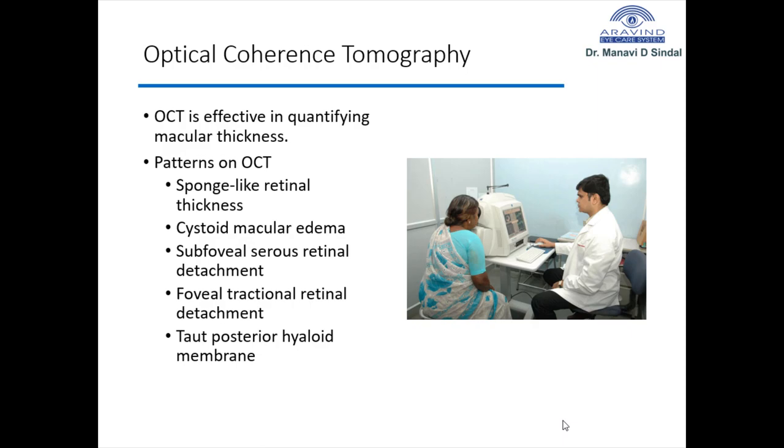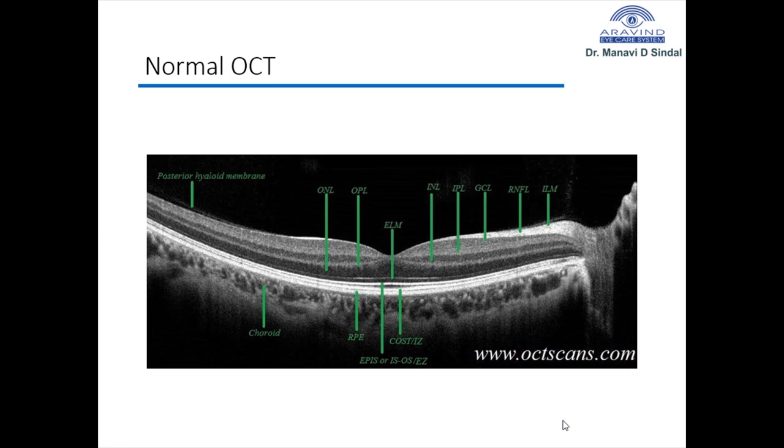We have a state-of-the-art Spectralis machine which does the angiographies and the OCTs for us nowadays. So just for orientation, this is a normal OCT scan, a spectral domain OCT scan of the macula. This is the normal foveal dip which occurs in the macula, and this is the choroid which is visualized below. This over here is the optic nerve head.